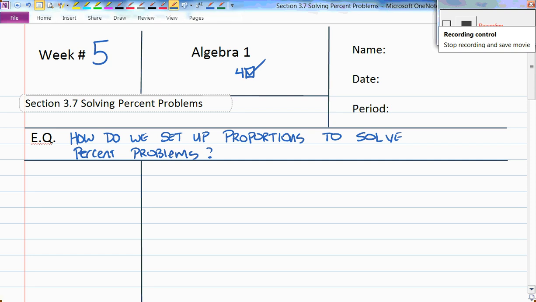The first thing that we're going to talk about. Raise your hand if you've heard of "is over of equals percent over 100." Uh-oh. Only 3 people have heard this?